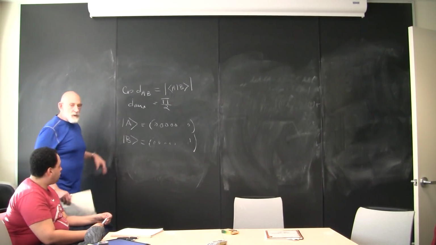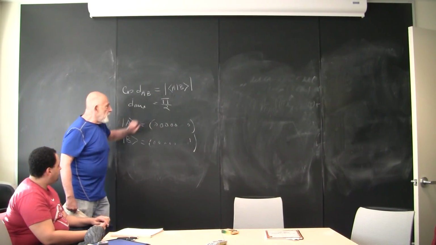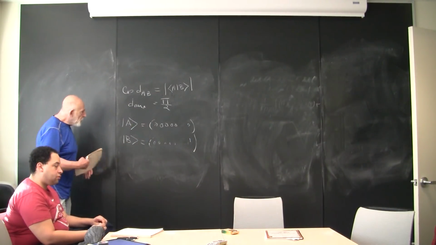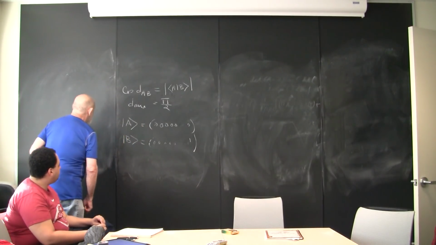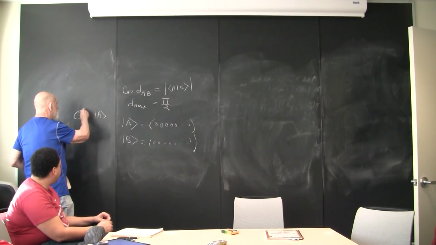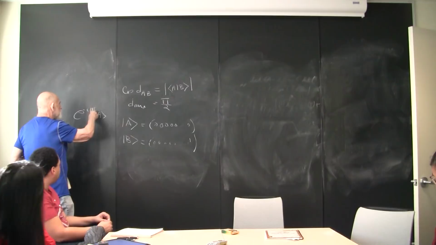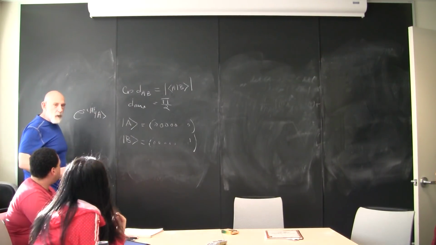The states are becoming more dissimilar, but still, they're no further apart than this pi over 2. Okay, you can get even stranger things. If you were to take A and evolve it with a Hamiltonian, some typical, let's say, generic Hamiltonian, some Hamiltonian that we might call chaotic.